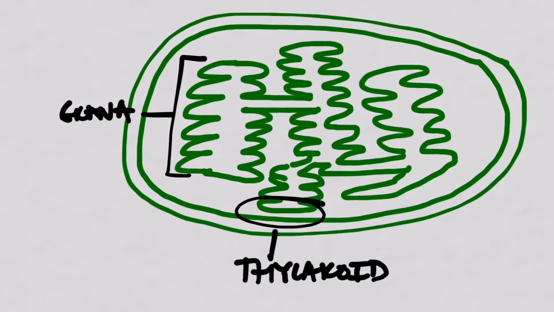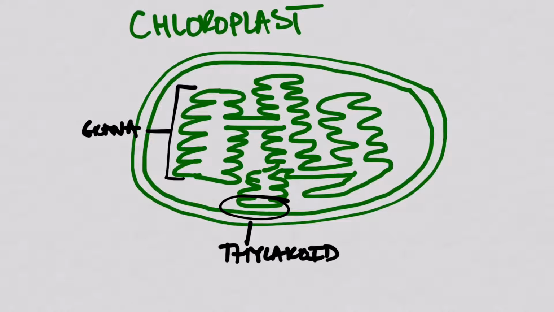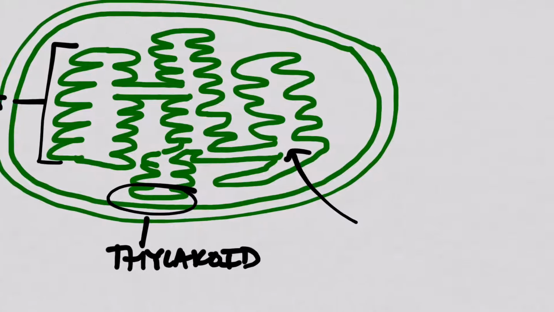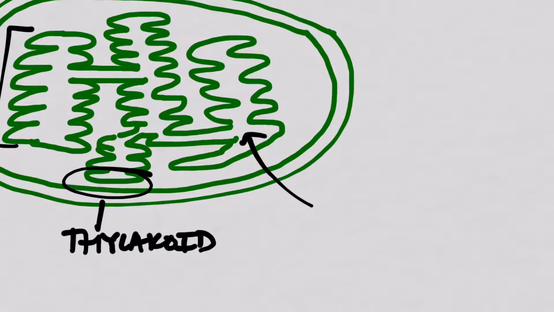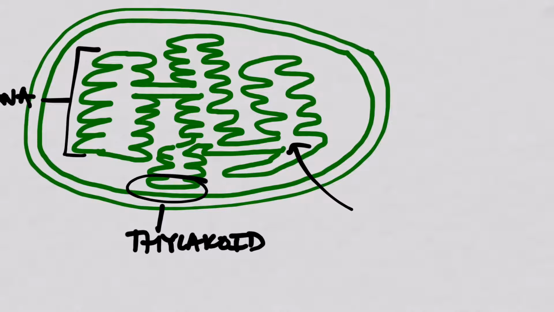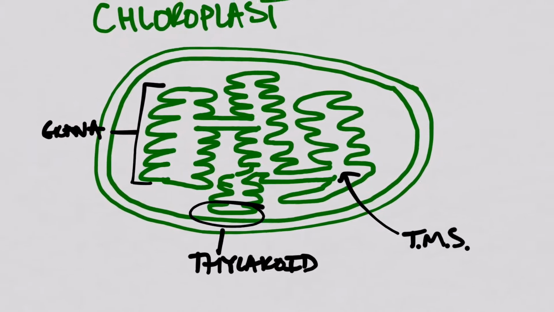Okay, so grana and thylakoid, and the whole system inside is called the TMS, or the thylakoid membrane system. I'm just going to abbreviate it here as TMS. And remember, these are all connected.